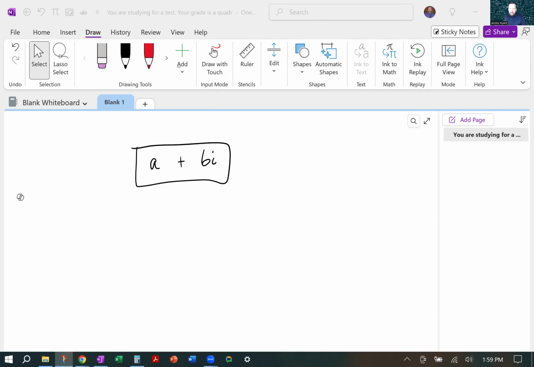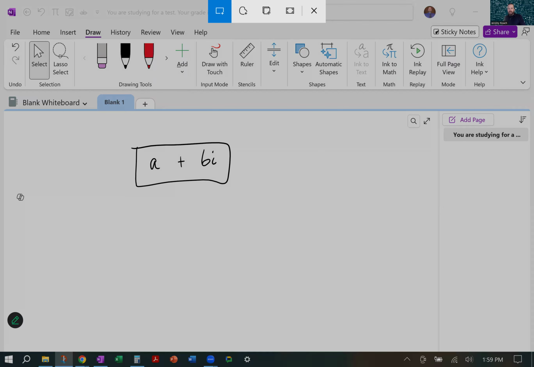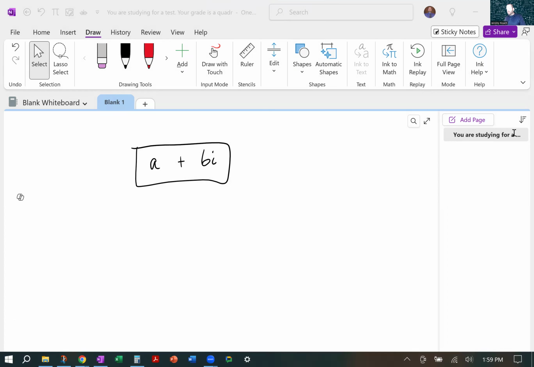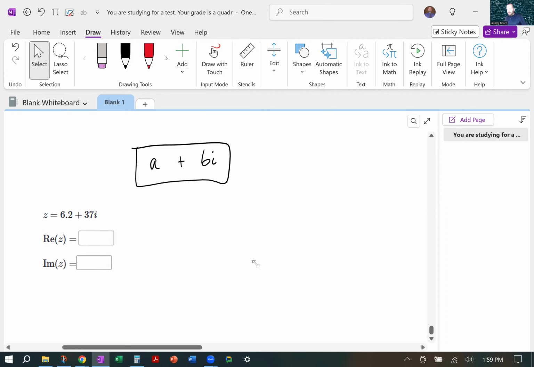So okay, here's another way that we can see the notation of the real and the imaginary parts. Here's the next one. It says, what's the real part of z and what's the imaginary part of z? Well, the real part is 6.2 and the imaginary part is 37. So this is fairly straightforward when we look at how to do these ones. These aren't too bad.